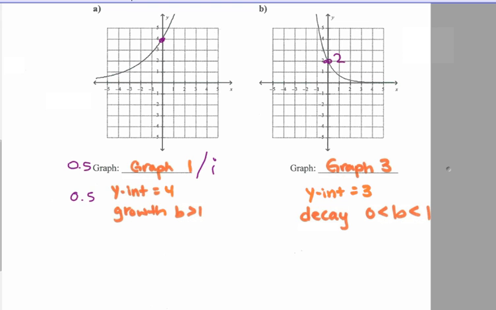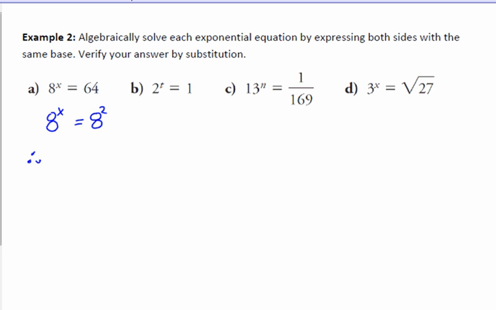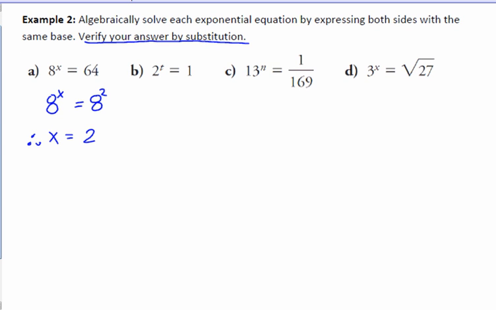Okay, oops, that's the quiz. Okay, so then what can we say? Therefore, what can we conclude? X equals 2. And then it says verify your answer by substitution. When we do a verification or a check, we always go back to the original. So we're proving left side equals right side.